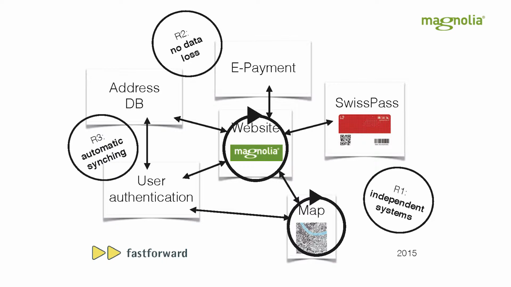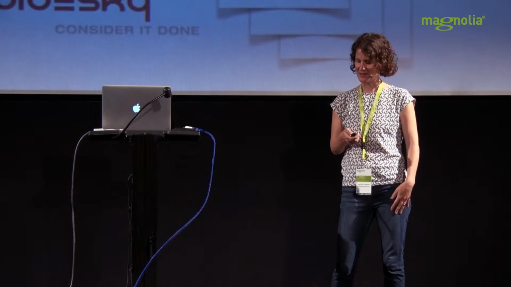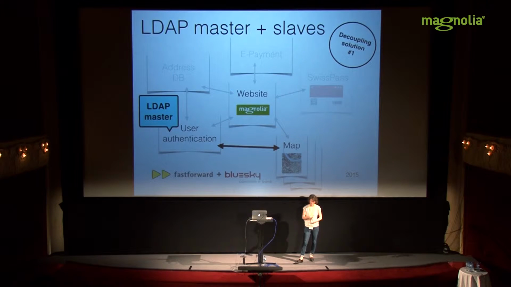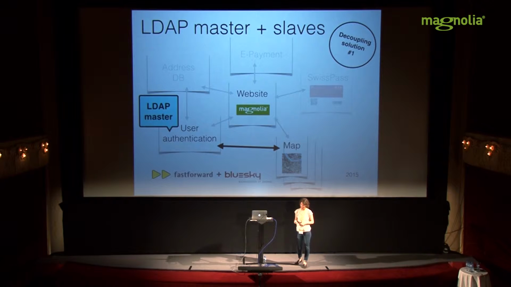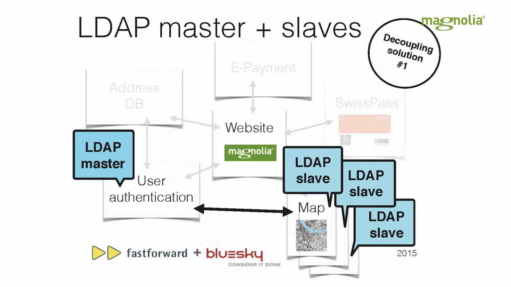So we got together with our friends at fellow Magnolia partner Blue Sky, sitting there in the audience, to talk about things, throw around ideas. We added user authentication with an LDAP master on the same server infrastructure as the Magnolia site, and then a slave on each map instance, which I believe they're hosted at Amazon. So that's our decoupling solution number 1.